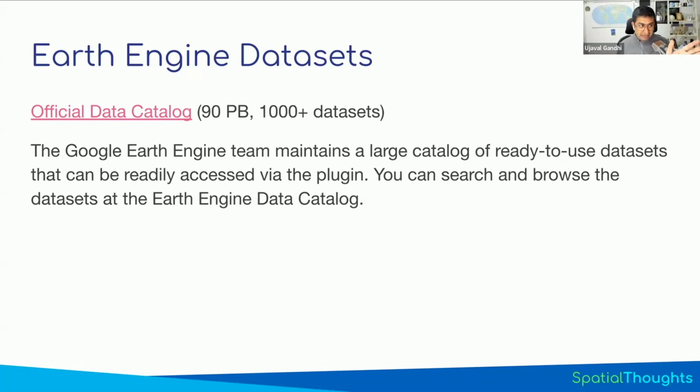And all of the data that gets ingested into Earth Engine is analysis-ready data. So they are harmonized for projections, pixel size, all of those corrections that need to be done are already done. So you should be able to get this and start using this right away. Let me give you a tour of the official data catalog, and then we'll go through other data sets.